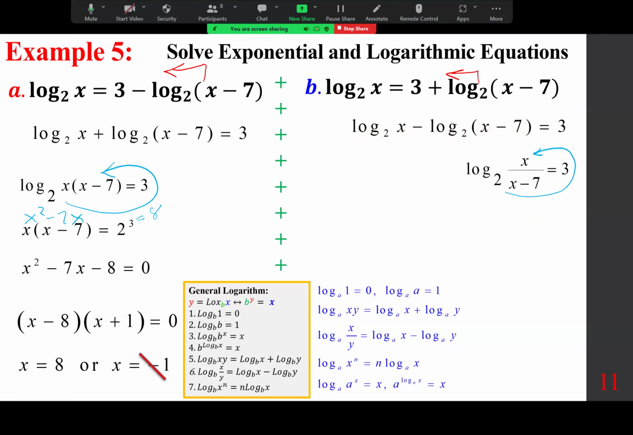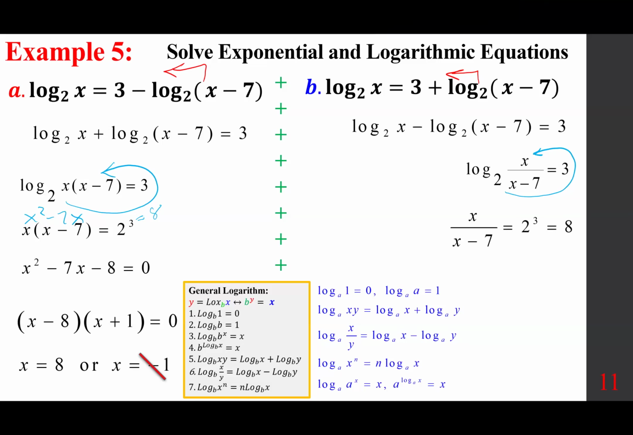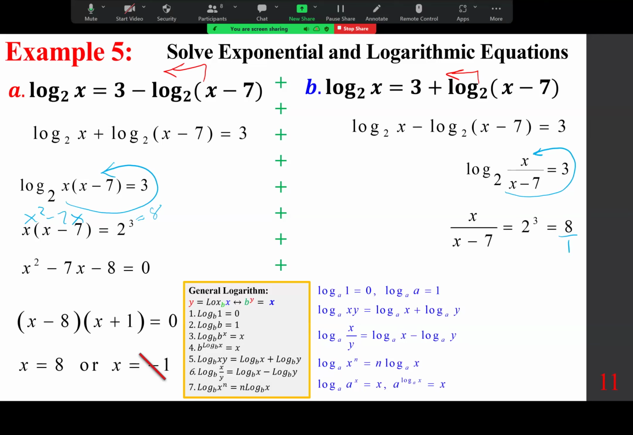Again, we go with the arrow. We say x over x minus 7 is 2 cubed or 8. We can do the cross product. 8 is the same as 8 over 1. So 1 times x meaning x equals 8 times x minus 7, meaning the right side is 8x minus 56.